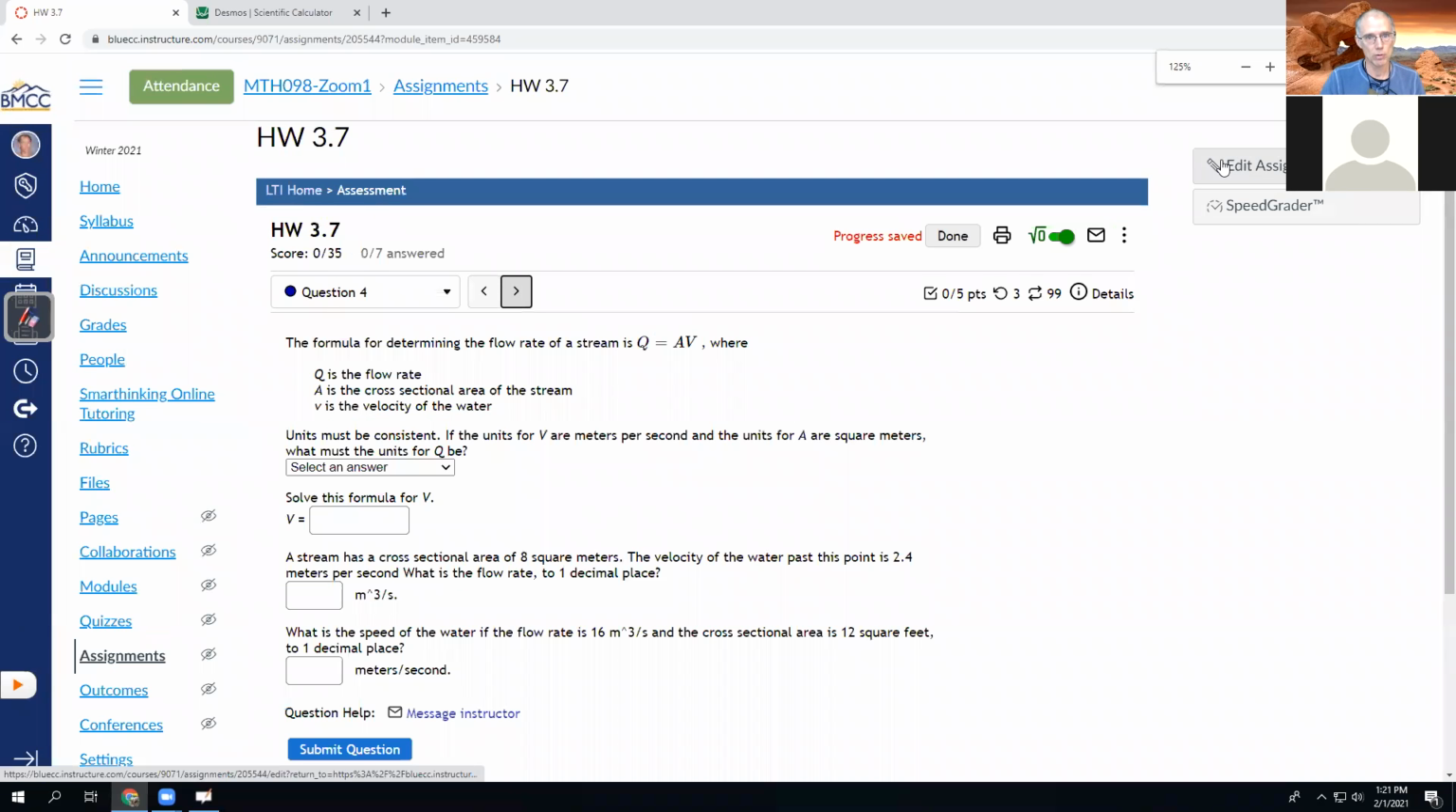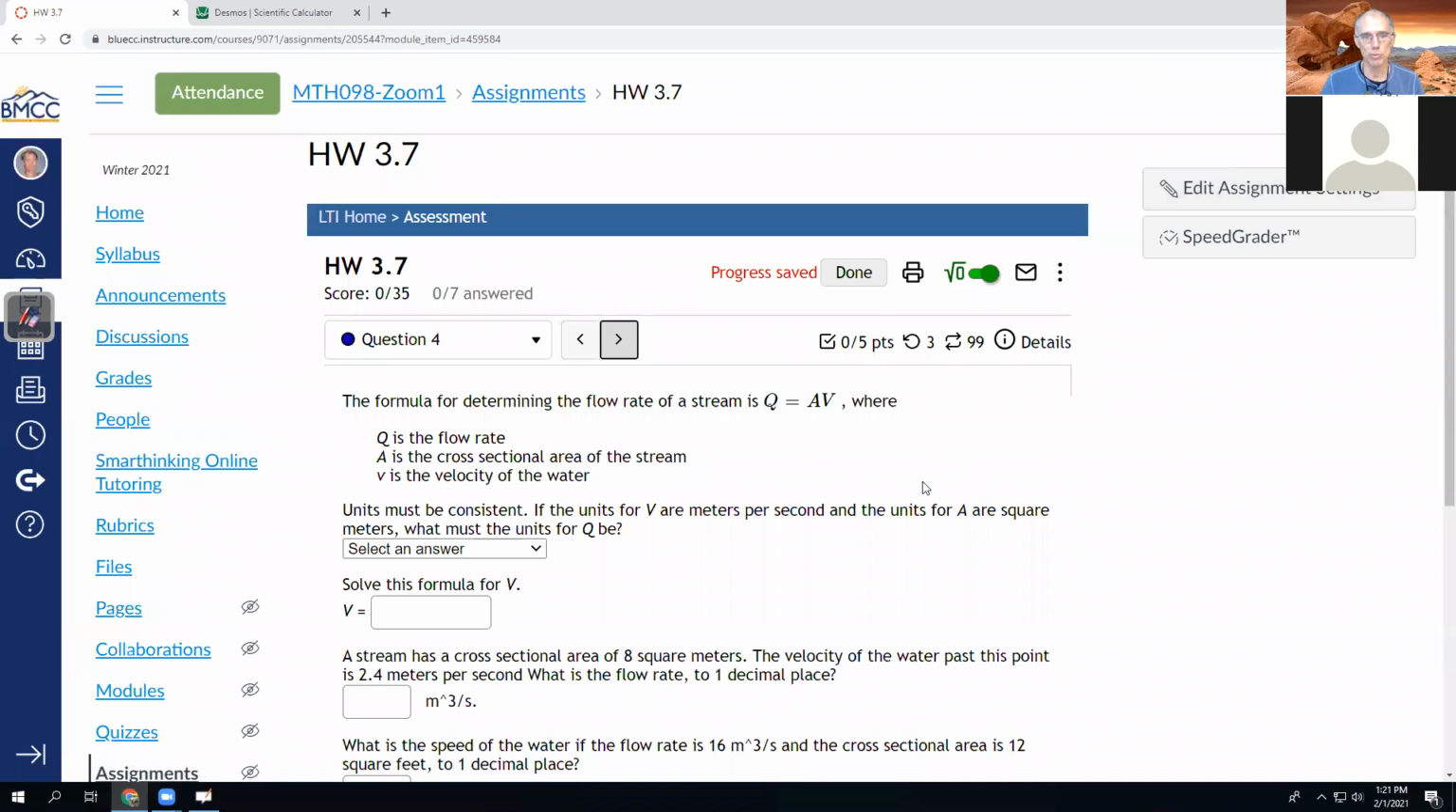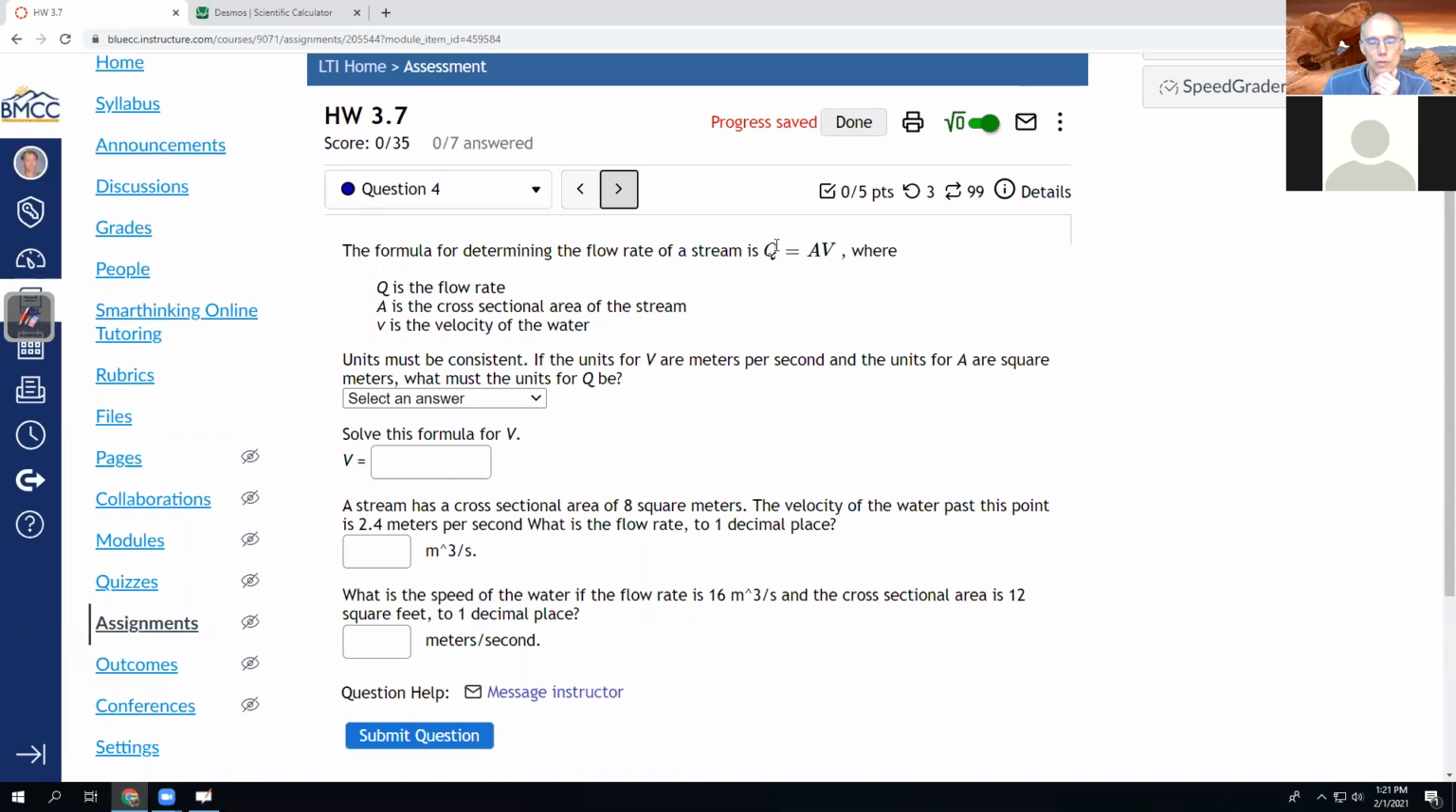All right, so we're gonna play around with the stream flow problem in homework 3.7. So the variables here, Q stands for the flow rate. In this case, we'll have to figure out what that is. The area is just, imagine we take a slice of water, like a piece of paper type slice of water. What's the area of the water?